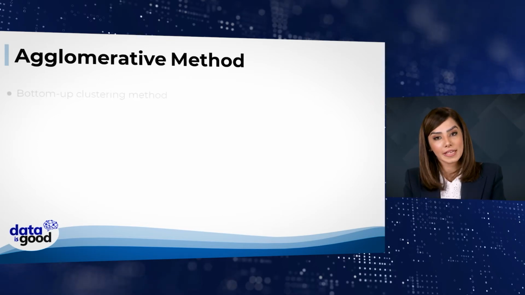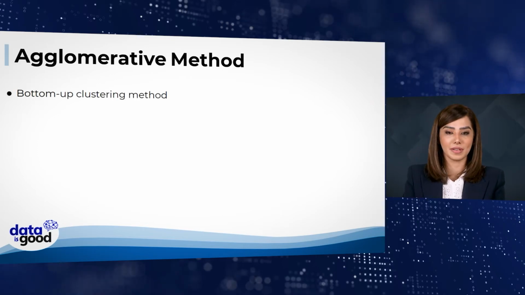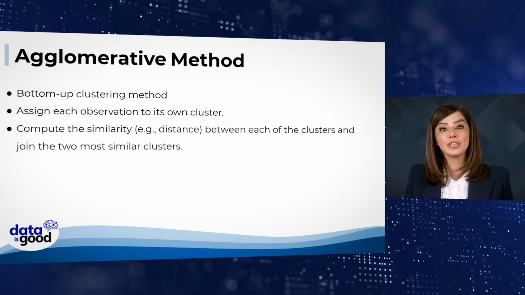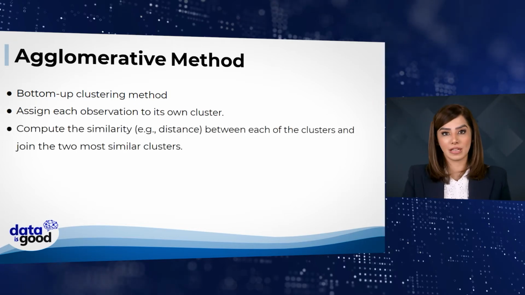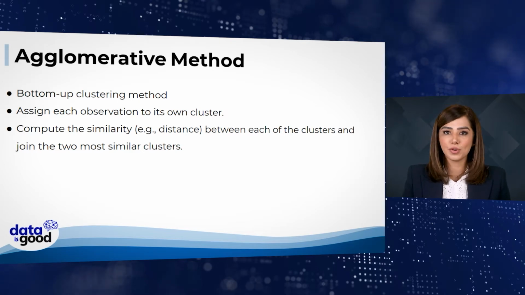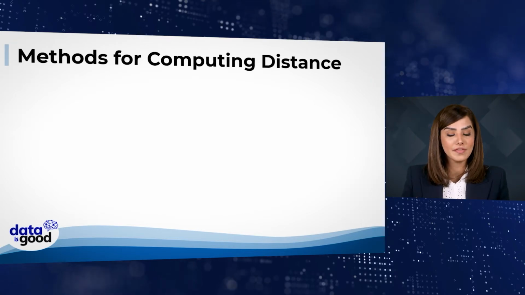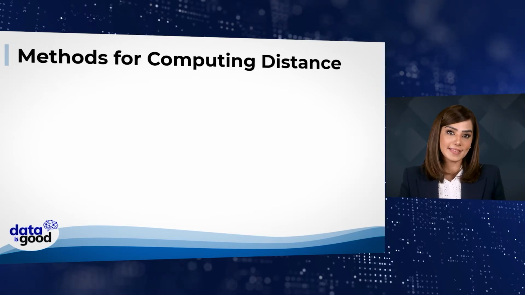In an agglomerative or bottom-up clustering method, we assign each observation to its own cluster and then compute the similarity between each of the clusters. After that, we join the 2 most similar clusters and so on. So I hope you understood the difference between the divisive and the agglomerative clustering analysis.